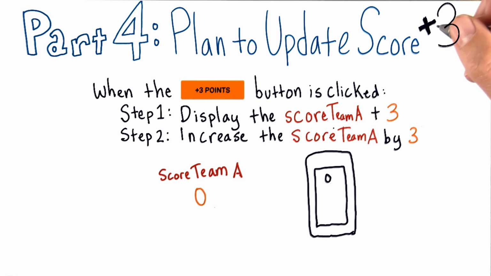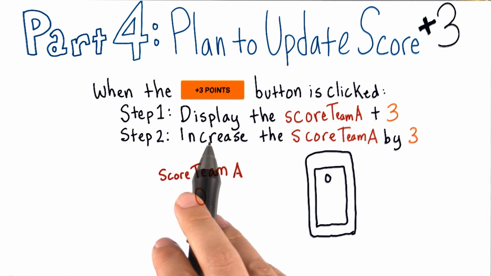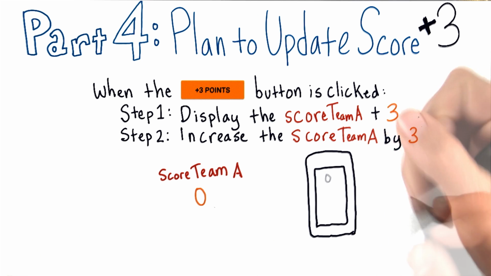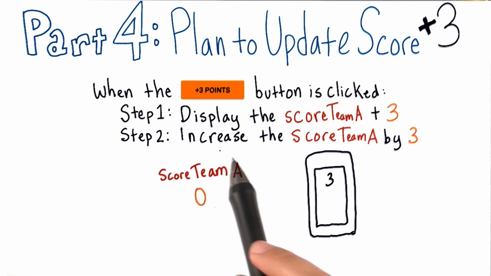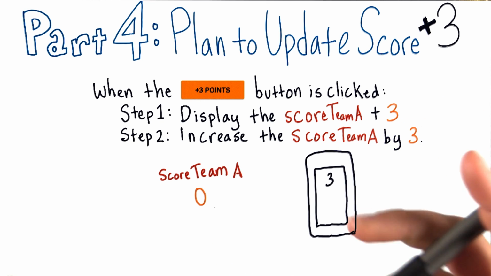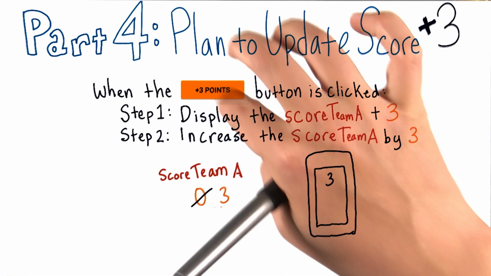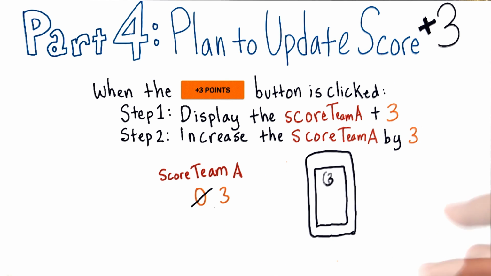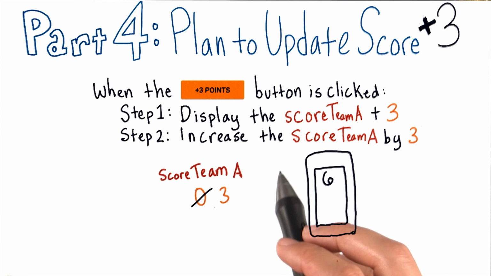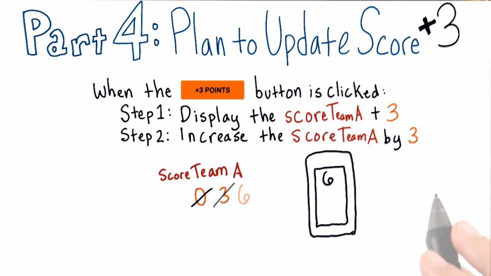Okay, let's look at this one. So I press the +3 points button, and it goes to step 1, which is to display the score team A +3. Score team A was 0, so 0 + 3 is 3. And then it increases the score of team A by 3. Okay, I press the button again, it looks at the score of team A, which is 3, and it adds 3, so it displays 6. Then it increases the score of team A by 3. So this is looking pretty good. And it actually is technically a correct answer. It will do what you want it to do.